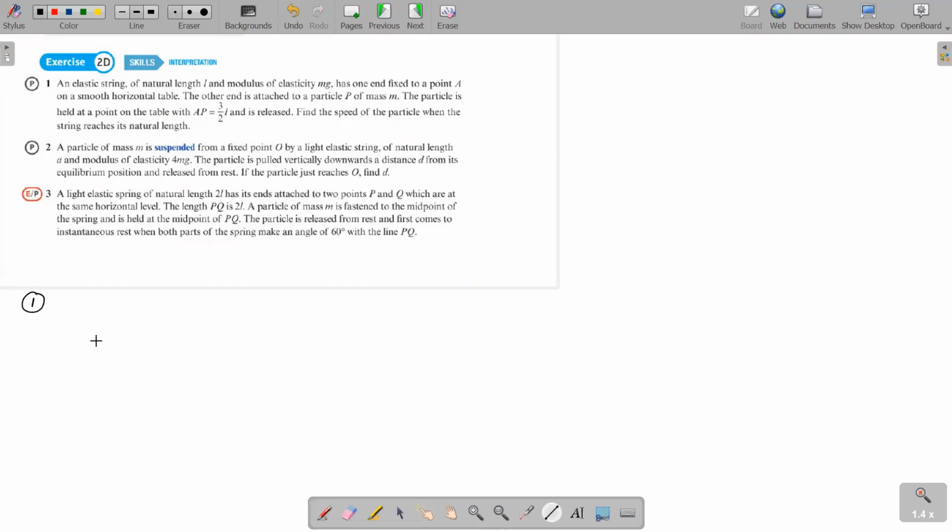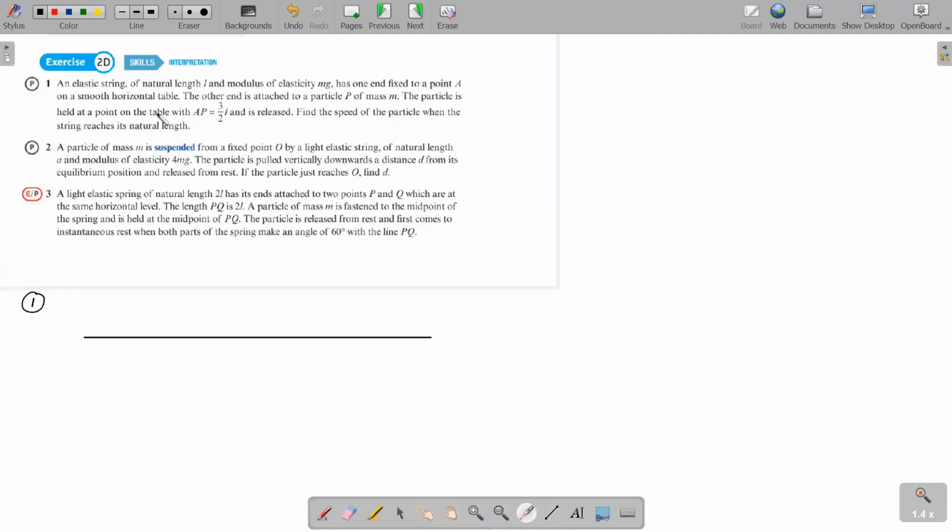So you have a smooth horizontal table. The other end is attached to a particle P of mass m. The particle is held at a point on the table with AP equal to 3L/2. So when they say AP is 3L/2, what do you understand? The natural length itself is L, isn't it? So AP is 3/2 L, which means 1.5 L. We have stretched it and we are releasing. So find the speed of the particle when the string reaches its natural length.